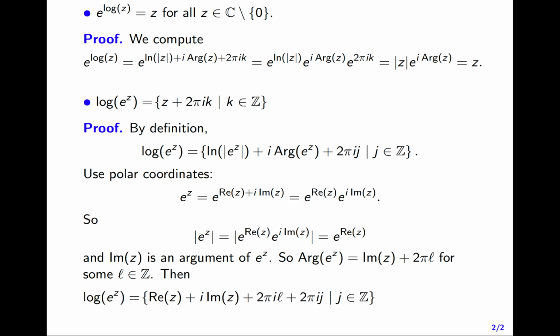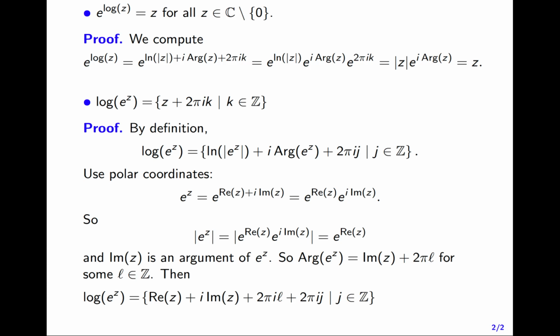And so if we substitute all this back into our definition of log of e to the z, we see that log of e to the z becomes the set of all numbers of the form real part of z plus i times the imaginary part of z plus 2 times pi times i times l for that very particular integer l, plus 2 times pi times i times j for an arbitrary integer j.